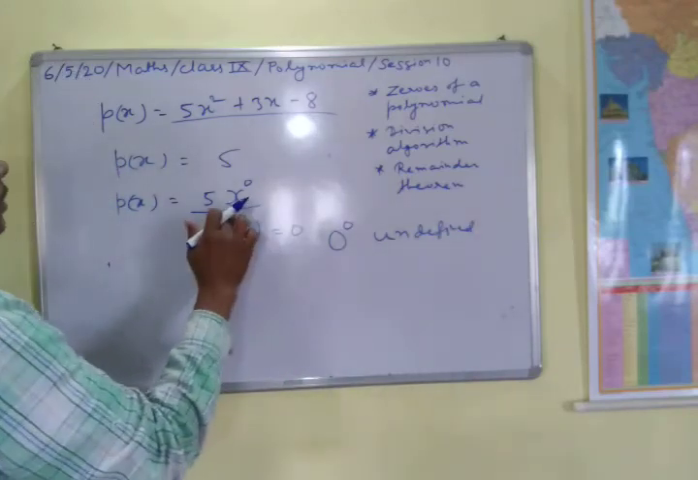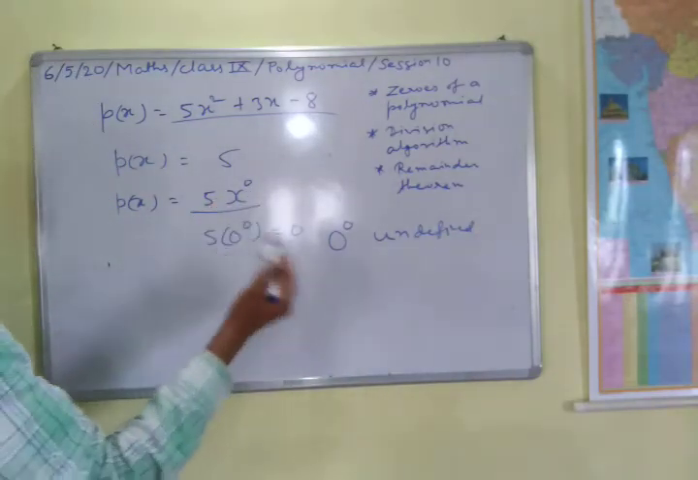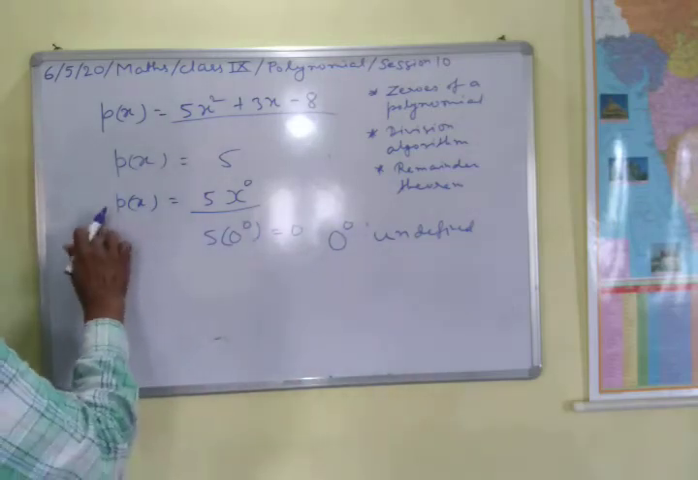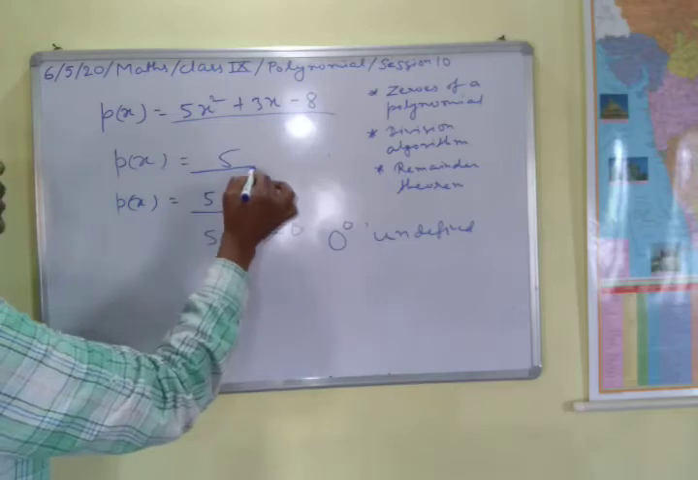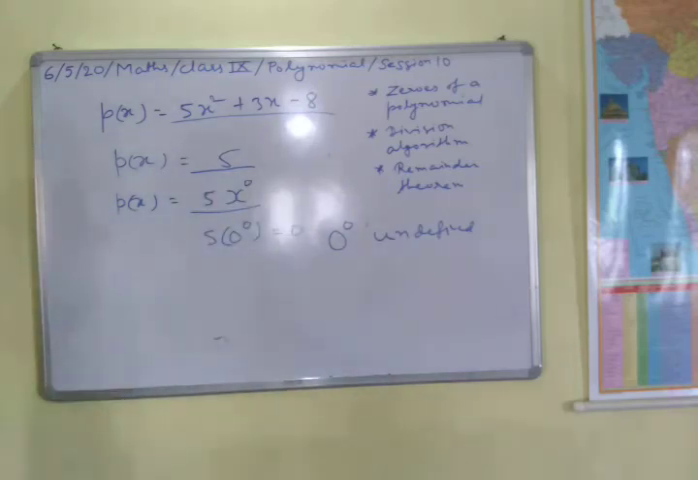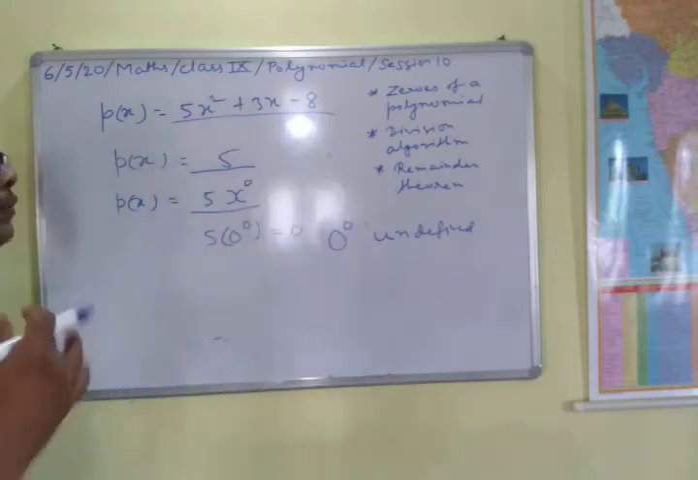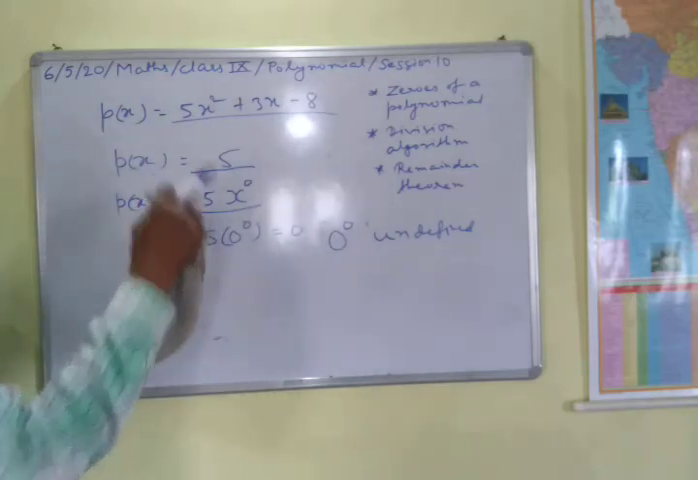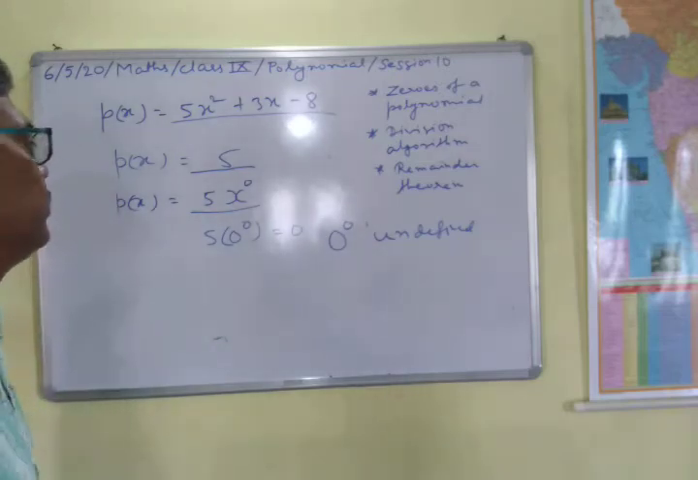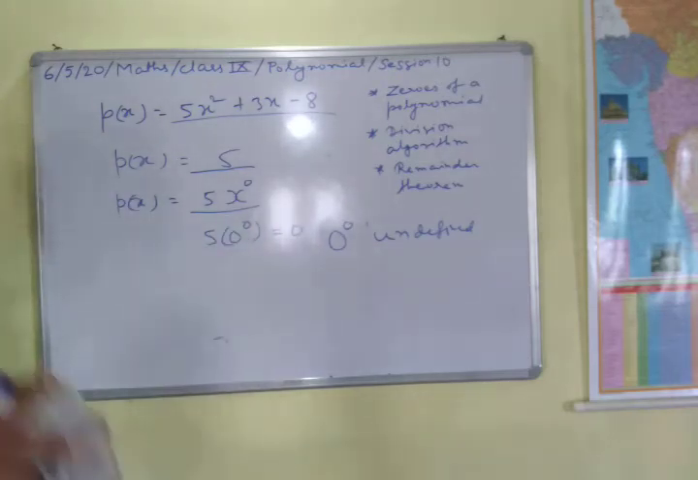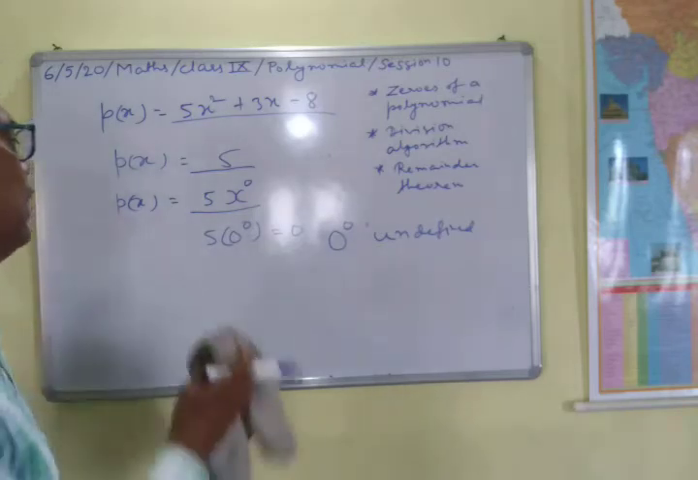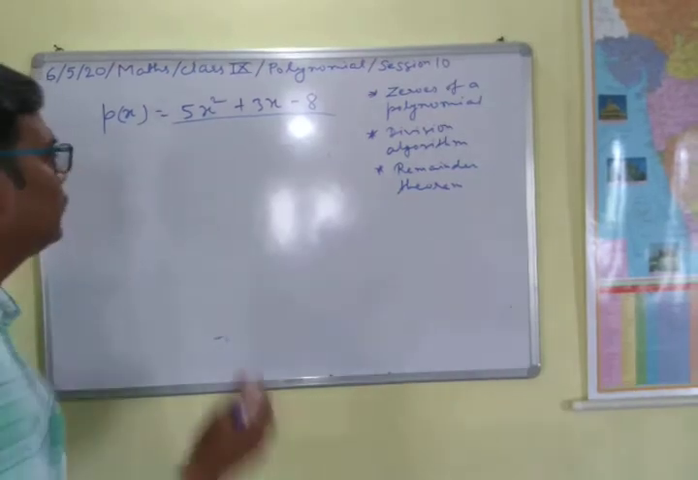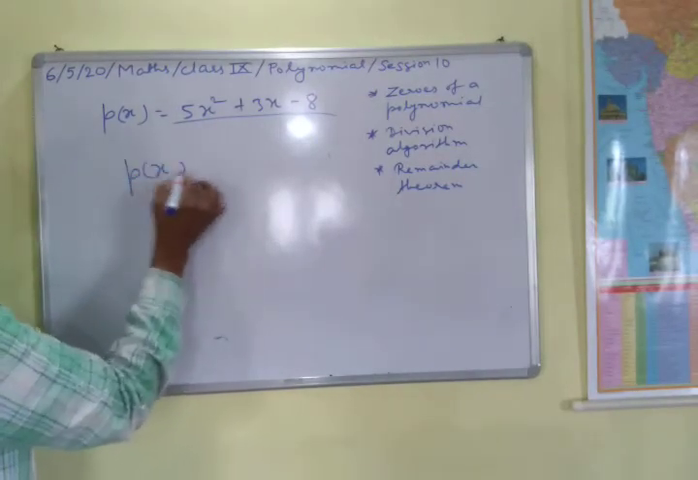So we cannot take x equal to 0, because for that it is not defined, so there is no question of taking it. That is why for any constant polynomial there is no zero. That is, this will never be zero for any value of x. So we don't have any zero of a constant polynomial. Remember this. And next is, what is the zero of a zero polynomial? If you write p(x) equal to 0.